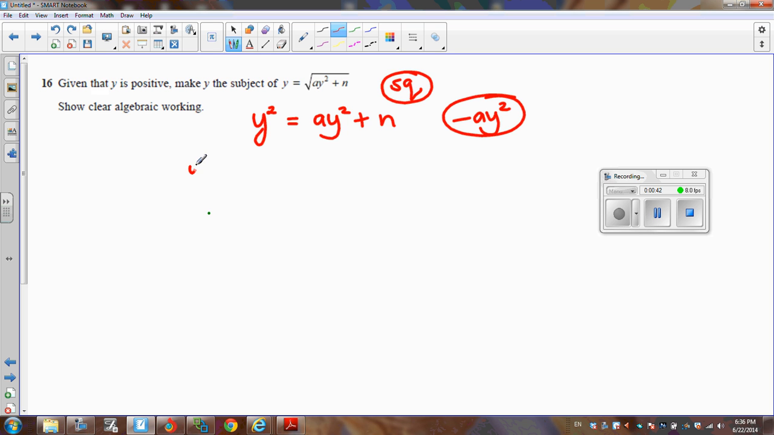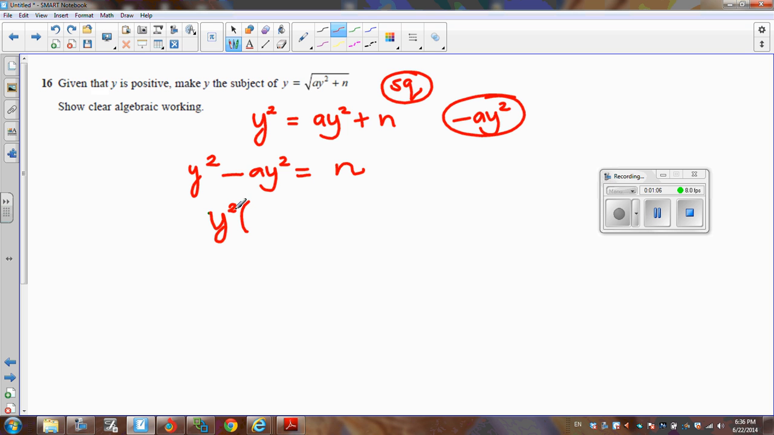So if I subtract ay squared from the left, I'm going to get y squared minus ay squared. And if I subtract the ay squared from the right, it's disappeared, and all I'm left with is the n. Now I can see that y squared is actually a common factor here. So I'm going to factorize the left-hand side by taking out that common factor of y squared.